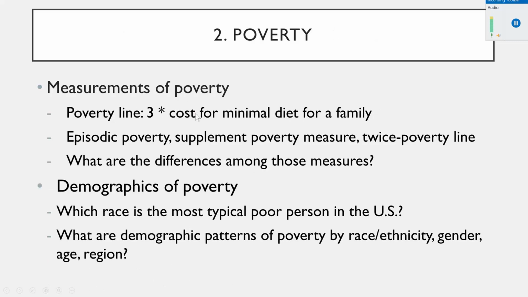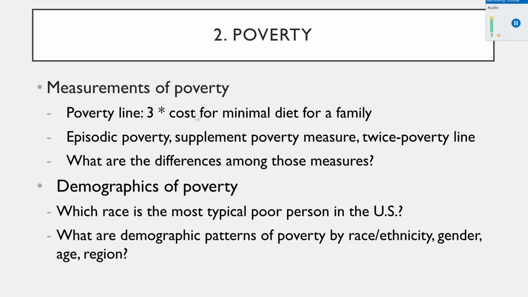So, poverty. There are several measurements of poverty. The poverty line is 3 times the cost of the minimum diet for a family, usually for individuals. It is considered the official poverty line, but there are some criticisms because it doesn't account for other consumption such as electricity or housing. Just accounting for the minimal diet is not a very good way of accounting for the rate or degree of poverty.